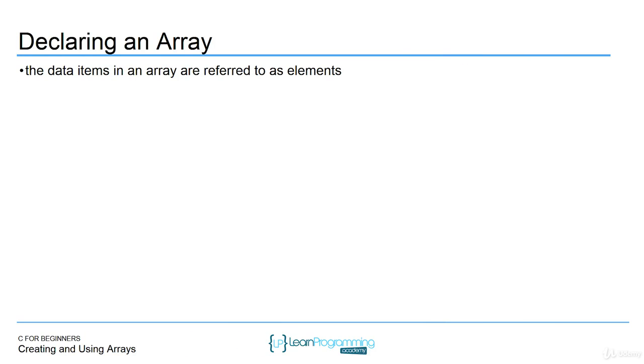How do you declare an array? Remember that when you declare a variable, you're saying that this variable exists in the program, and when you're declaring primitive data types, you're allocating memory for it. When you declare an array, the data items in an array are referred to as elements. If I'm saying the term element, that means I'm referring to an item in the array, because an array is going to have many different values, but with the same name.